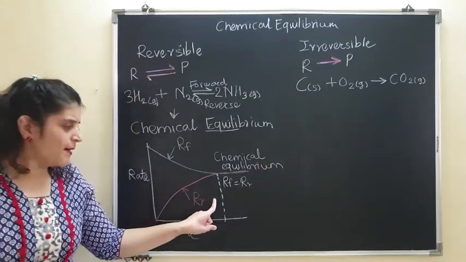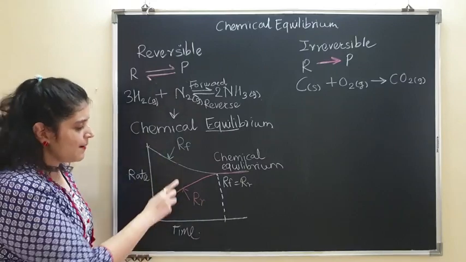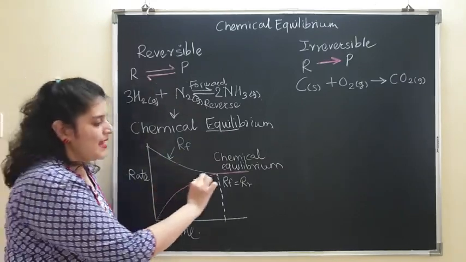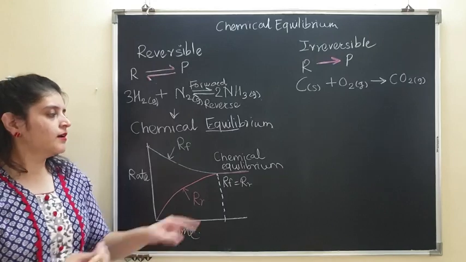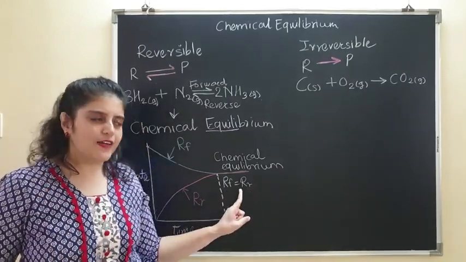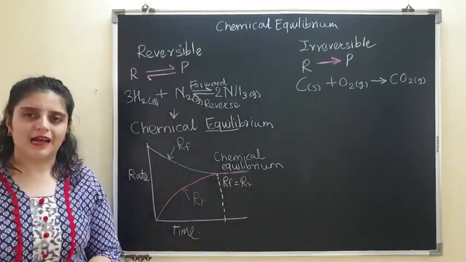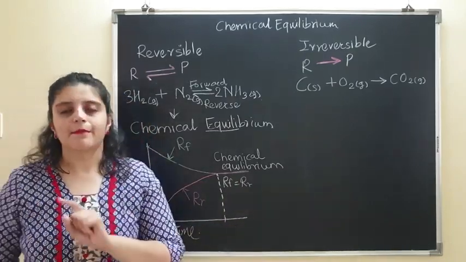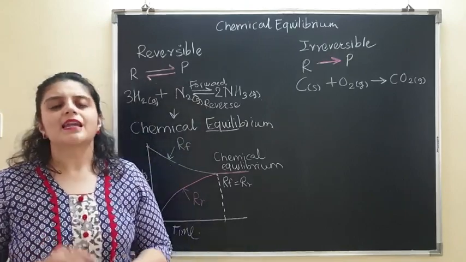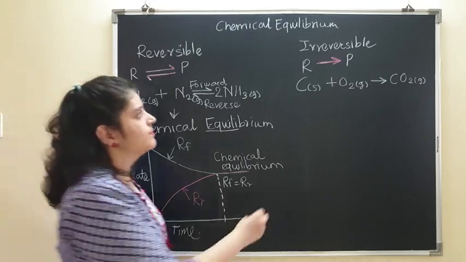The position before this line, we will not call equilibrium because here the rates are different. But after such a time when rate of forward reaction will be same as rate of reverse reaction, this position, the position that comes after this time, we will call chemical equilibrium. Now there are certain properties of chemical equilibrium that we have learned.